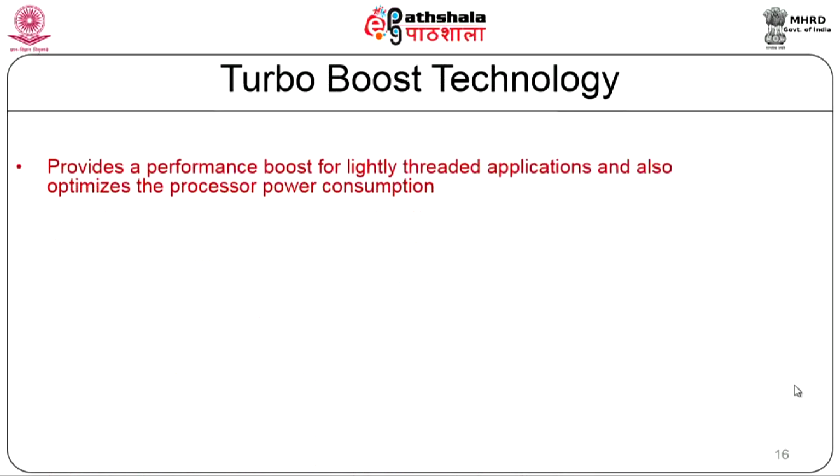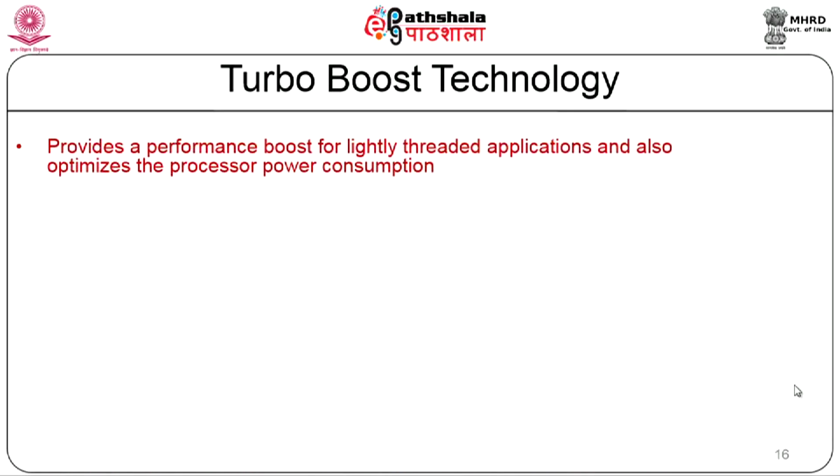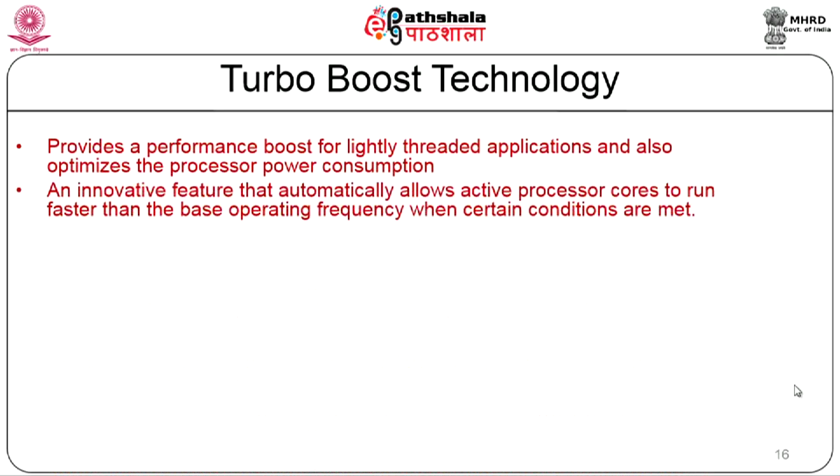The second technology advancement that they brought in was the turbo boost technology. This turbo boost technology provides a performance boost for lightly threaded applications and also optimizes the processor power consumption. When you have 4 cores available, and all 4 cores are going to be used because you have so many threads of execution available, then you can run all these threads on all 4 cores of execution.